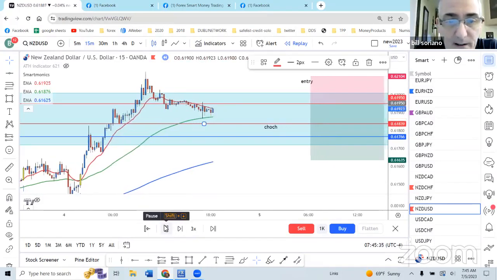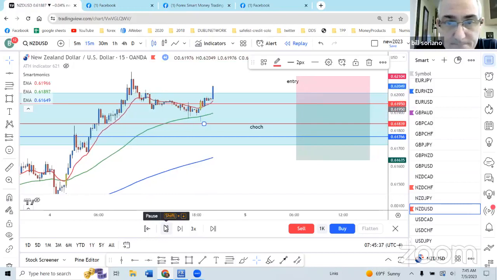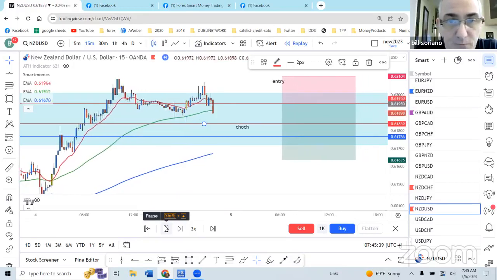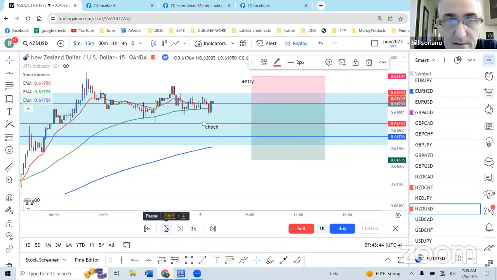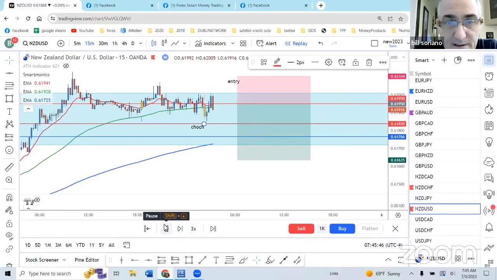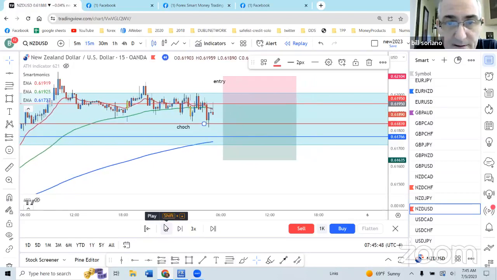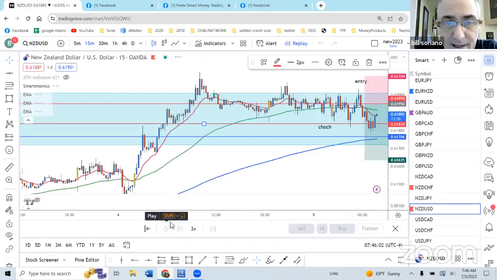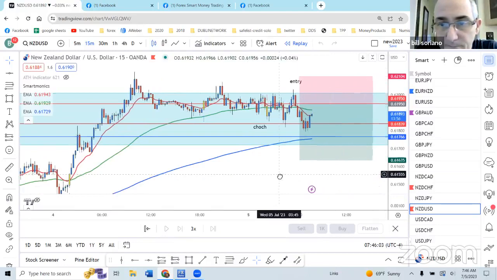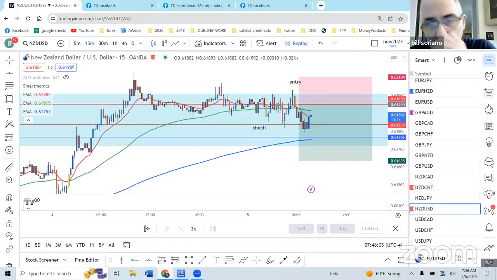Price is starting to come down. Moves back up, doesn't break structure to the upside. Then we get a shift candle there, and then right here, price doesn't break structure. The wick goes through there, but we need the body of the candle to close below that red line. And that happens right there.